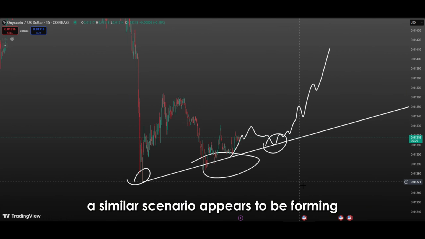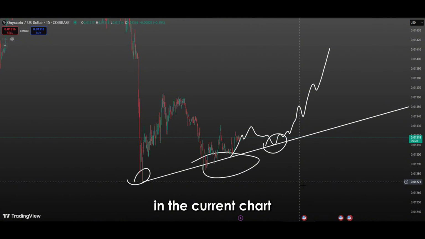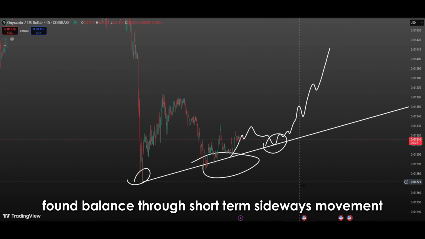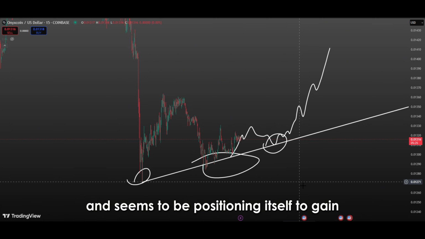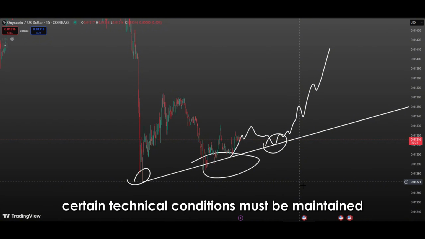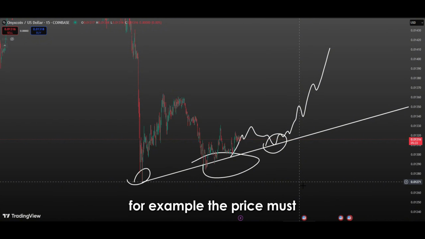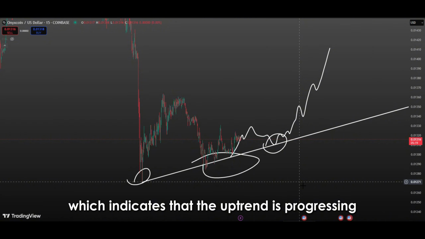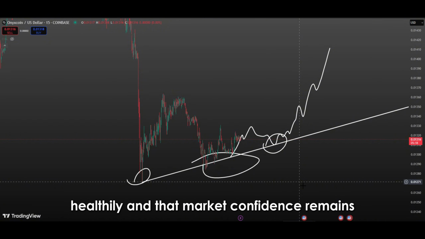A similar scenario appears to be forming in the current chart. The price has approached the trend line, found balance through short-term sideways movement, and seems to be positioning itself to gain upward momentum once again. For the uptrend to remain intact, certain technical conditions must be maintained. For example, the price must continue to close above this line on a daily basis, which indicates that the uptrend is progressing healthily and that market confidence remains.